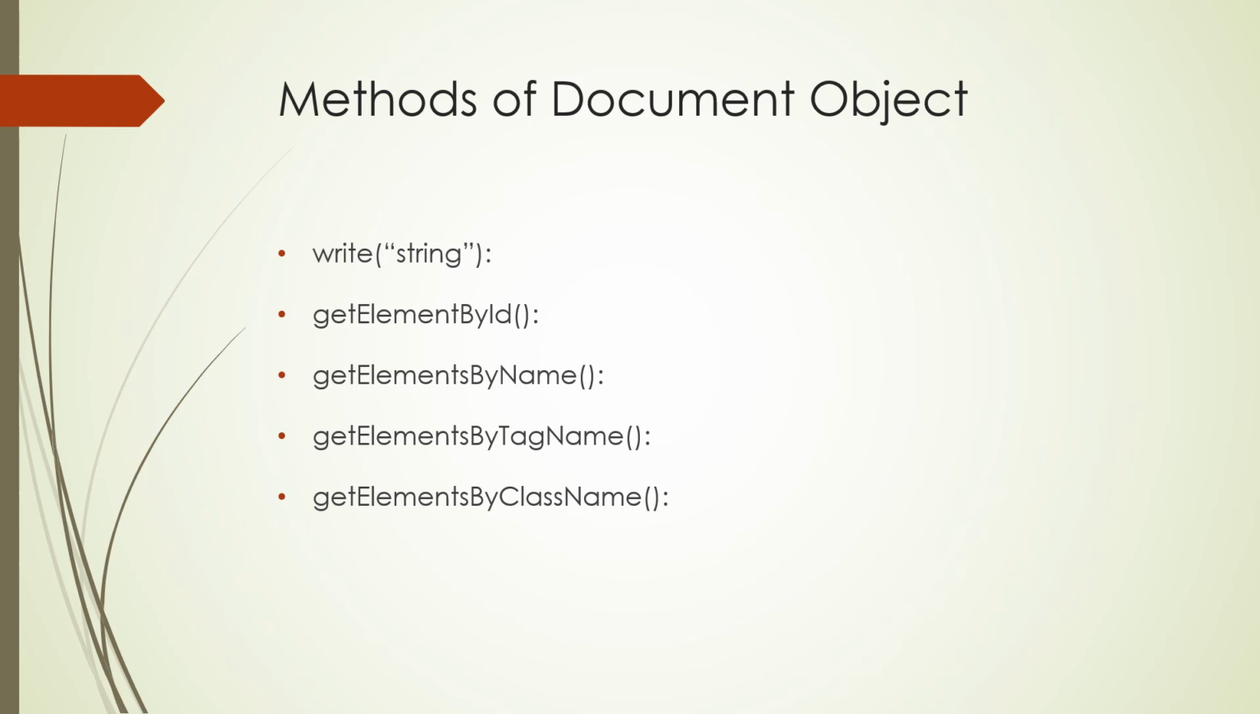What is get elements by tag name? Get elements by tag name returns all the elements having the given tag name. What is get elements by class name? This method returns the elements having the given class name. These are some methods that we can use in the document object model.